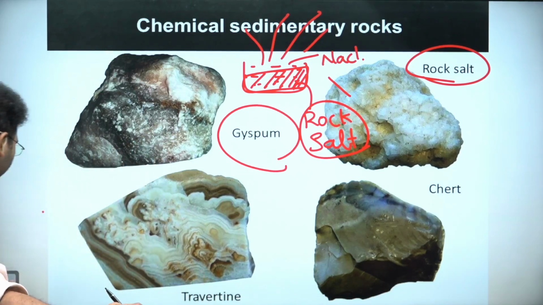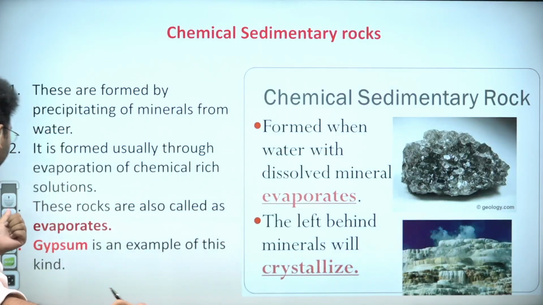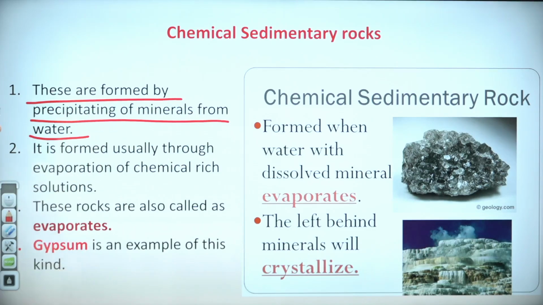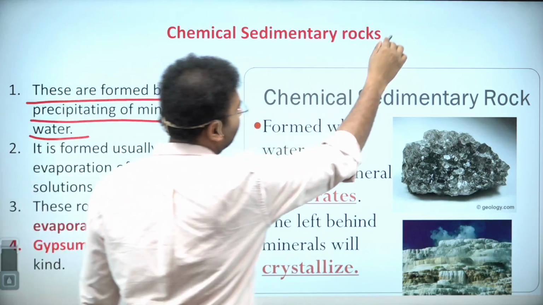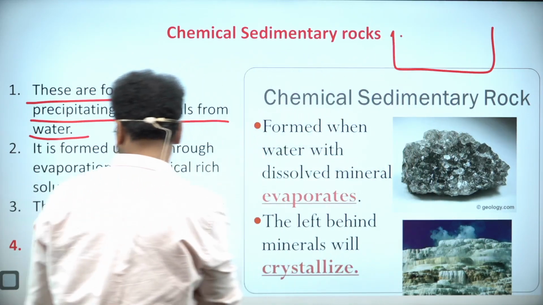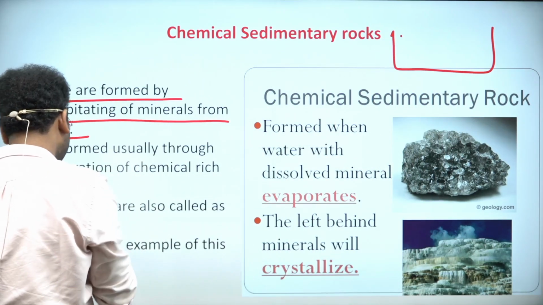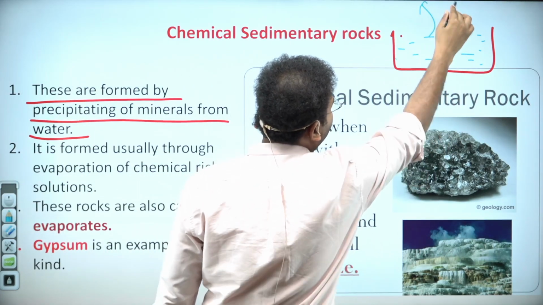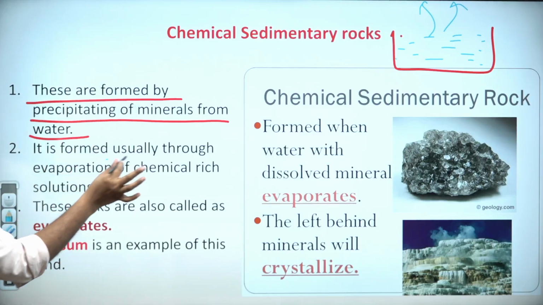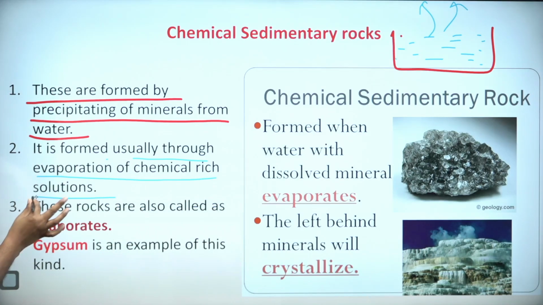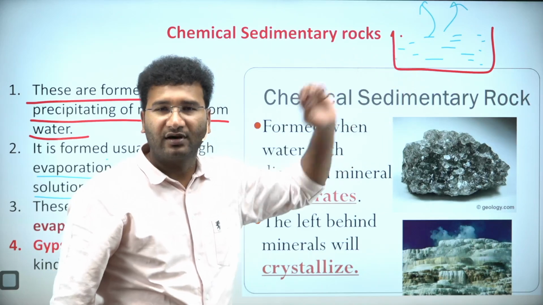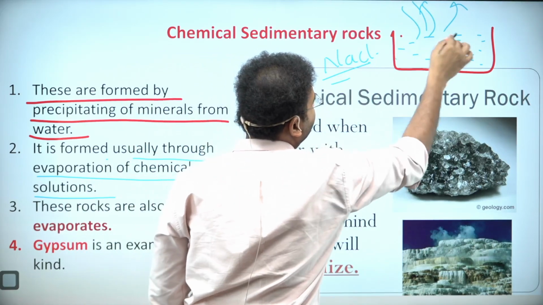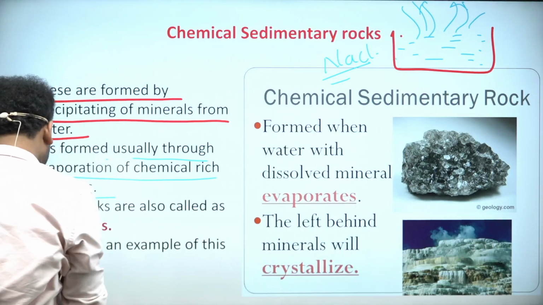See, here you have learned the definition like this. These are formed by precipitation of minerals from water. Basically, you take oceanic water and you start to heat it. The fresh water gets evaporated. That is nothing but it is formed usually through evaporation of a chemical-rich solution. Oceanic water contains sodium chloride, NaCl, and in this the fresh water gets evaporated and the precipitation of material starts to take place.